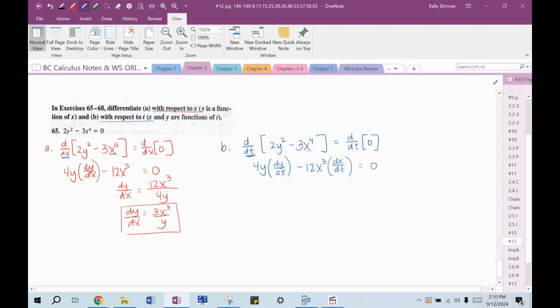Now, since dy/dt is not the same as dx/dt, we can't really do anything else with this equation. I suppose I could divide both sides of the equation by 4, but that's about all that I could do. So you get something like this. In our problems tomorrow, our related rates problems, we will have information that we plug in for one or the other, and then we can isolate the unknown.